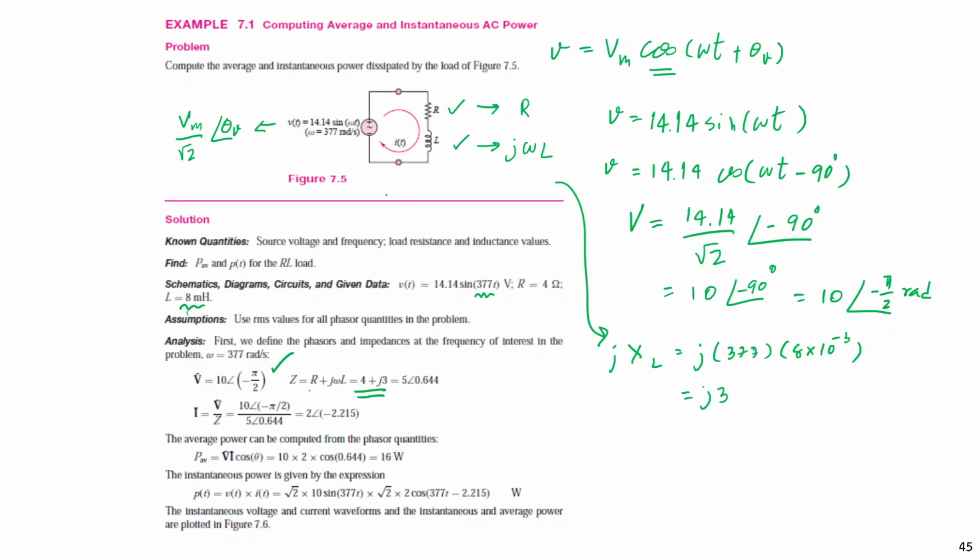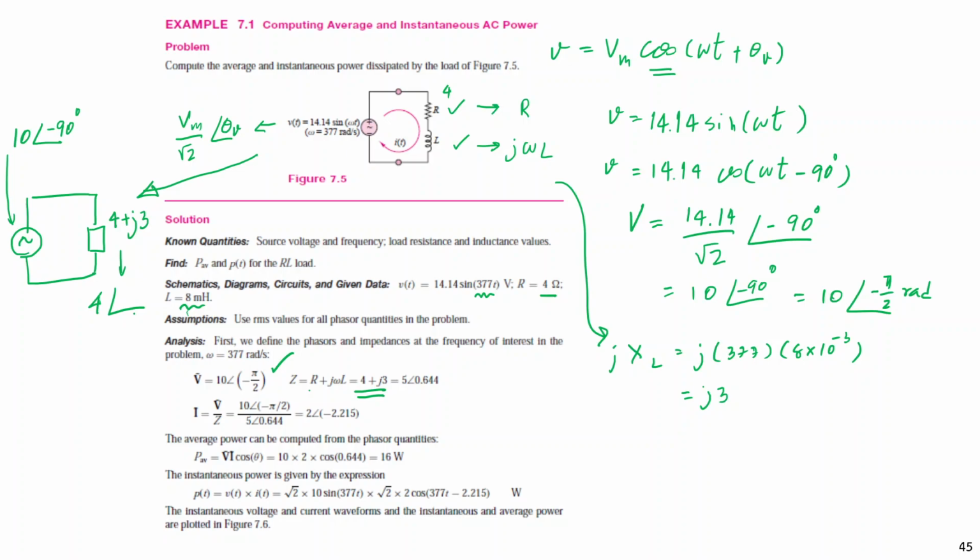In this case, we transform the circuit into phasor form. This is the voltage and impedance. The voltage is 10 at minus 90 degrees, and the impedance is 4 plus J3, because the resistance is 4 ohm. Or it is 5 with the angle of how much? 4 plus J3. What is this angle? It's tan inverse of 3 by 4.